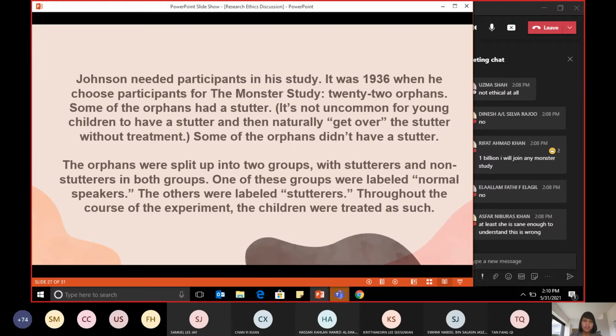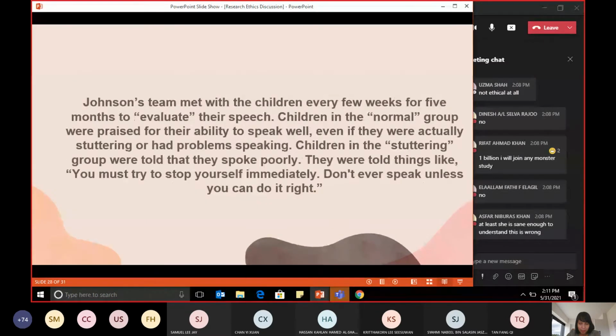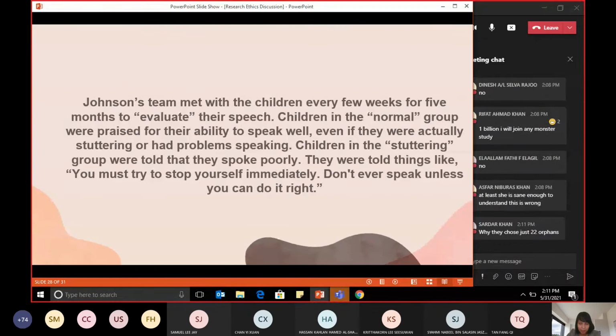In 1936, when he chose participants of the monster study, 22 orphans, not all of the children had a stutter. They had a mixture of non-stutter orphans and stutter orphans. Then they were divided into two groups, and they were labeled normal speakers and stutterers. So you could see that the orphans were actually discriminated against indirectly. I don't know why they just chose 22. I'm not sure about the reasons, but the participants were 22 of them.